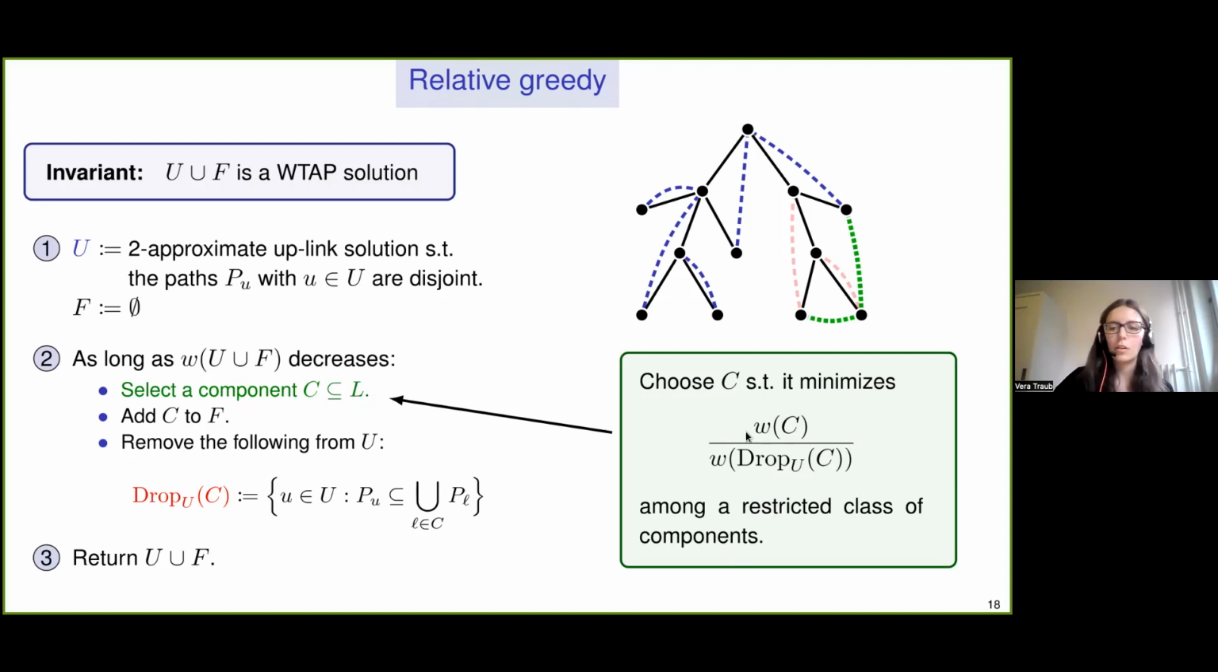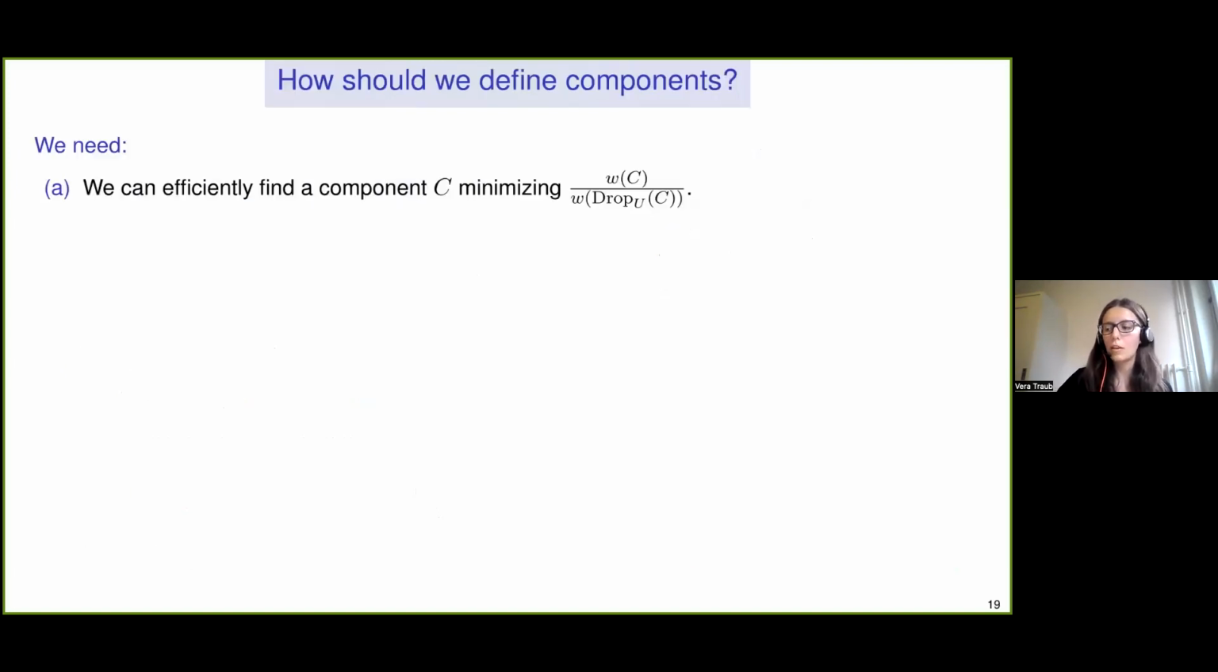And so this is generally the idea behind such relative greedy algorithms. And a key question here is, of course, how do I choose this restricted class of components that I can choose from? Let's first think a little bit about what kind of properties this class of components should have. The first thing, which is maybe the most obvious, is that we should be able to efficiently find the best component to pick next.